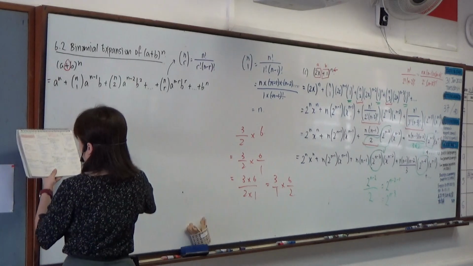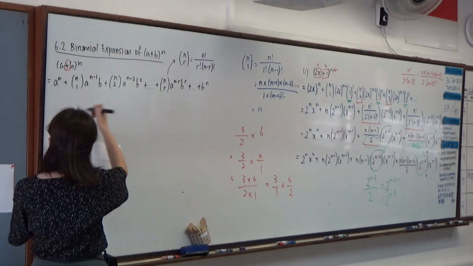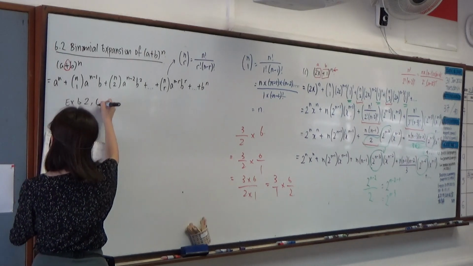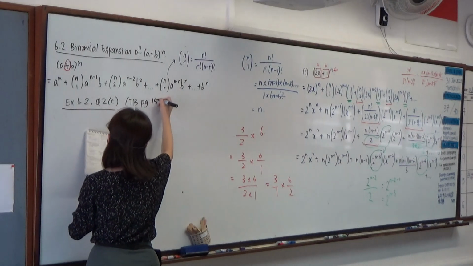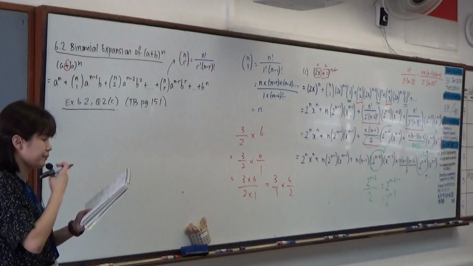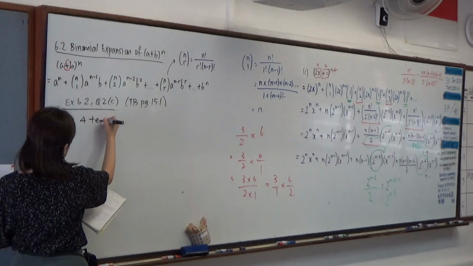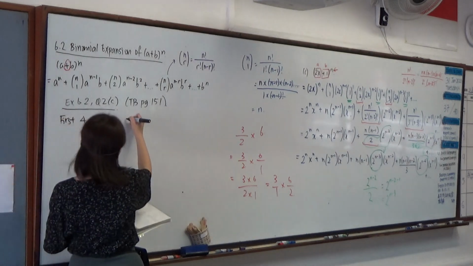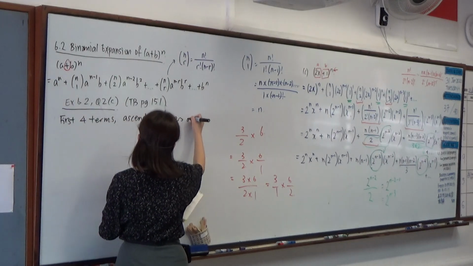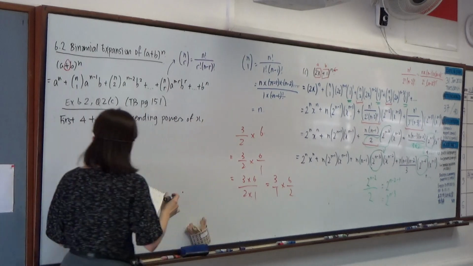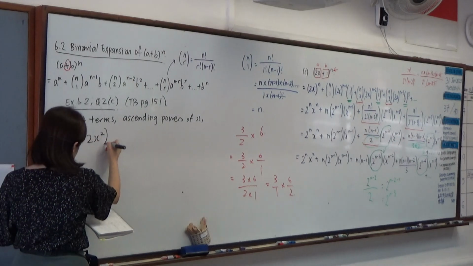Let's take a look at exercise 6.2, question 2C. That's in your textbook, page 151. In this question, we want the first 4 terms in ascending powers of x, and we're trying to expand this one here.